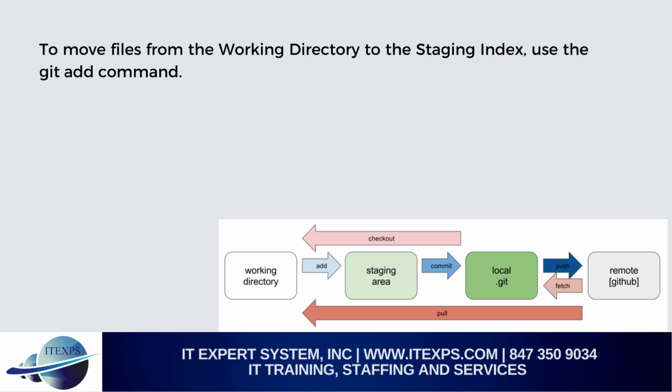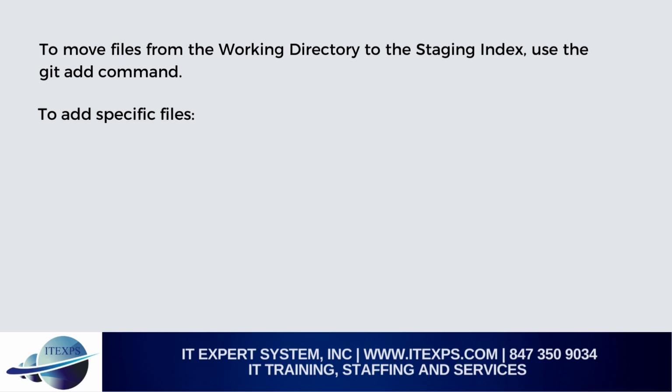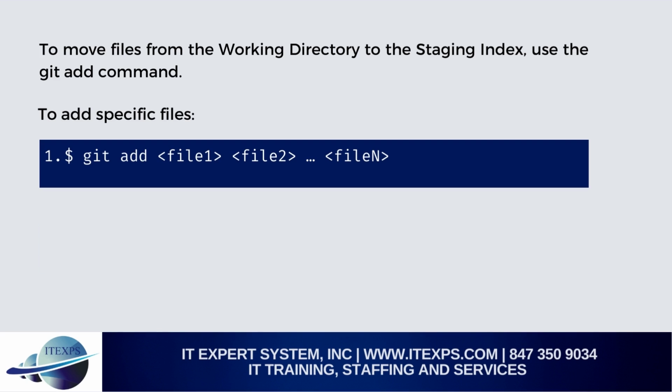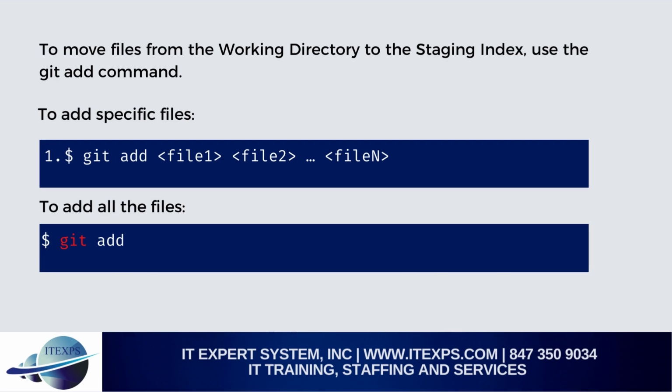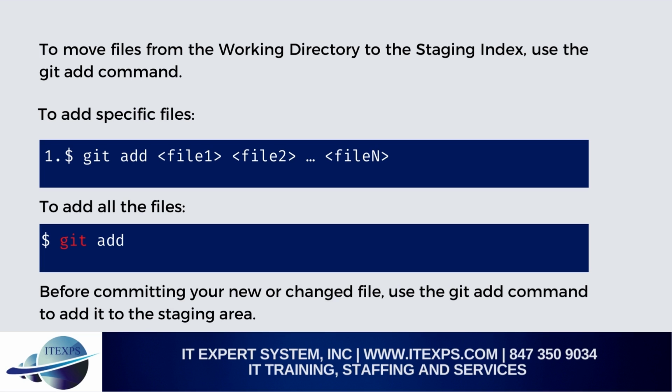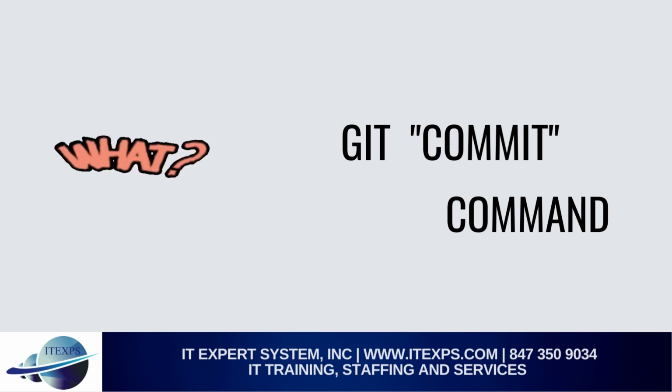Git add command. To move files from the working directory to the staging index, use the git add command. The git add command saves your changes in a file to the staging area, allowing you to compare your local version to the remote repository version. Before committing your new or changed file, use the git add command to add it to the staging area.